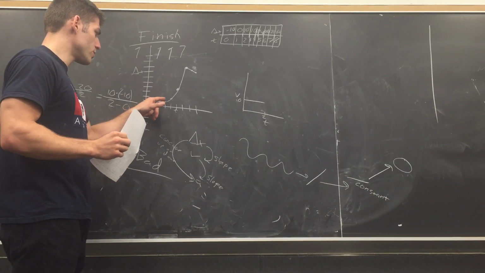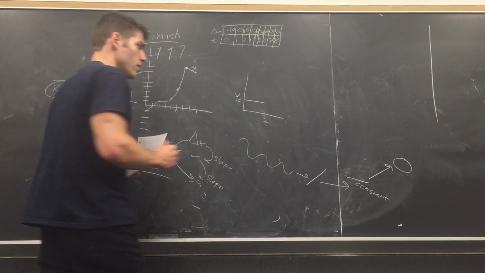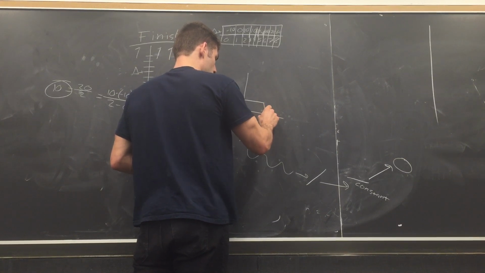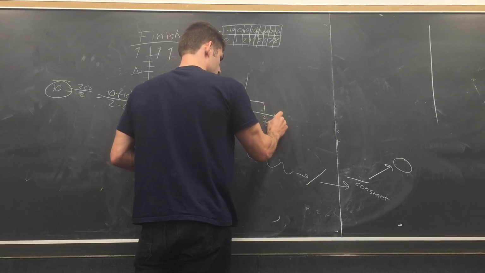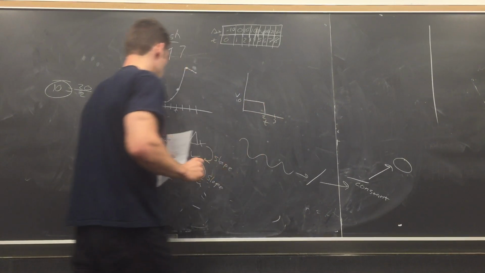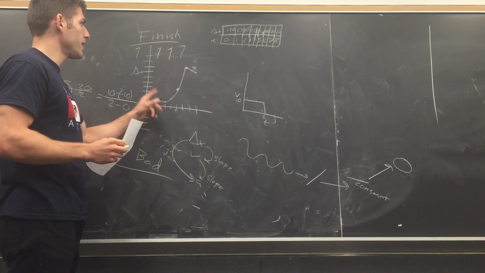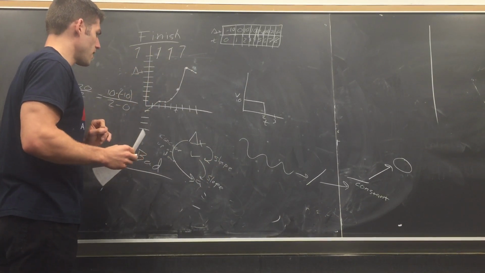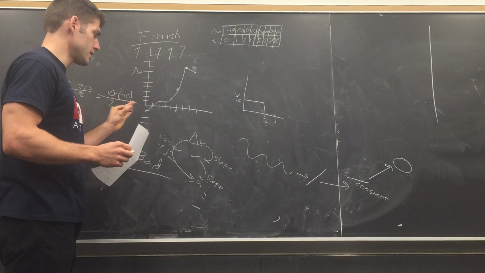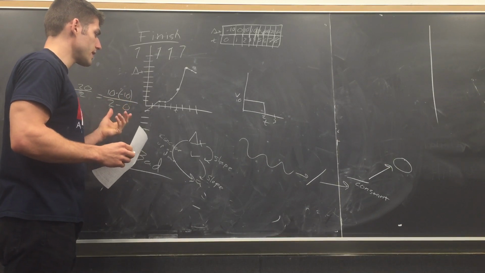What happens from 2 to 3? We said that the velocity is 0. So we're literally just going to go from 2 to 3. The velocity is 0. And then from 3 to 6, it looks like it accelerates.